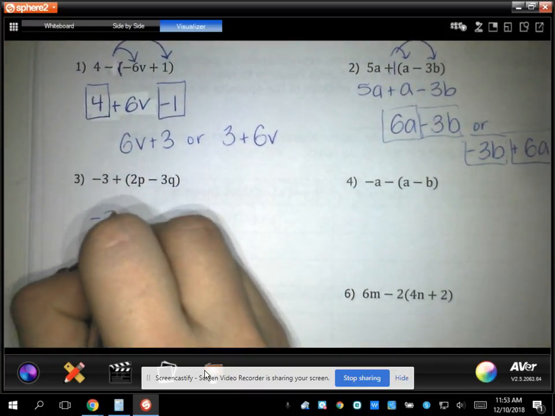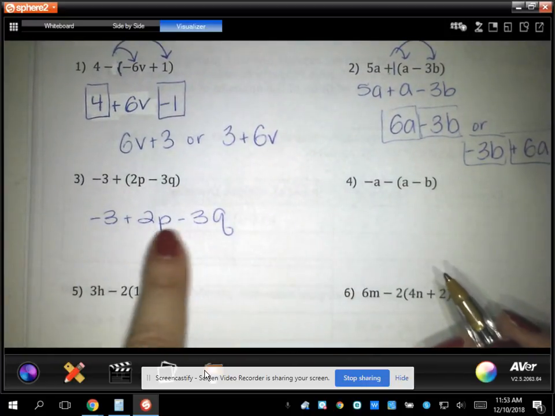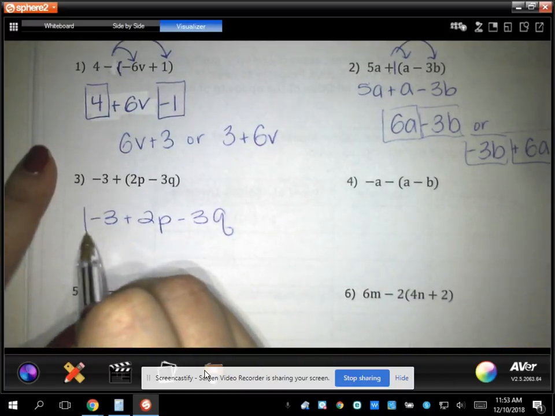So this is really negative 3 plus 2p minus 3q. None of these are like terms, so this is actually my answer in simplest form.